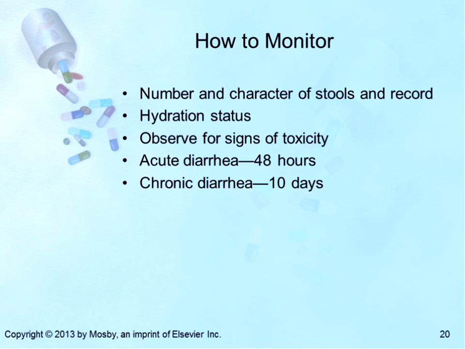How to monitor these patients: monitor the number and character of stools and have the patient keep a record as needed. Monitor hydration status, fluid and electrolyte loss, hypotension, and signs of dehydration. Observe for signs of toxicity. It depends on the specific drug. For acute diarrhea, this should improve within 48 hours once treatment is initiated. For chronic diarrhea, it should improve within 10 days.